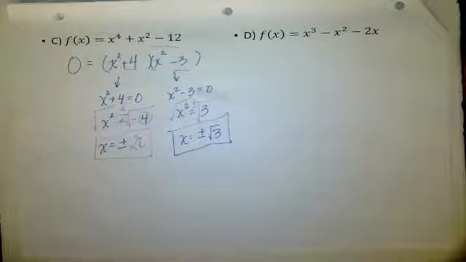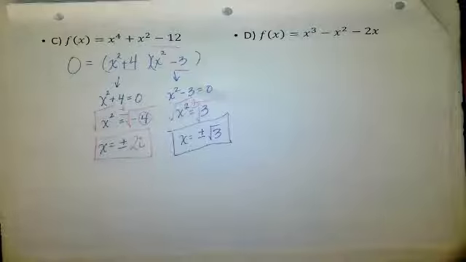Letter D, we have f of x equals x cubed minus x squared minus 2x. You're all writing, you're working, you're copying. Good for you. Hard at work, heads down, plugging away. Good for you. Some of you.